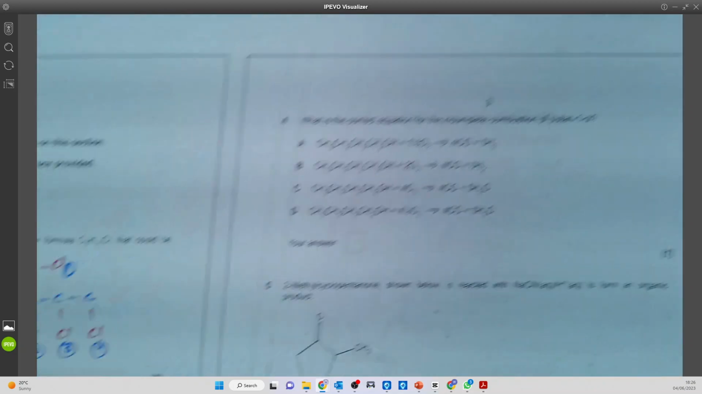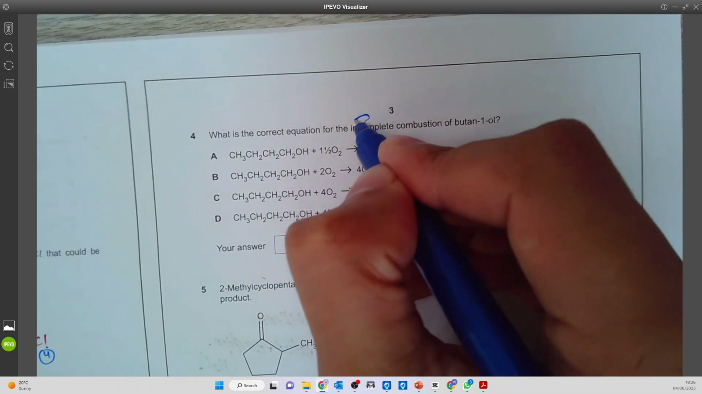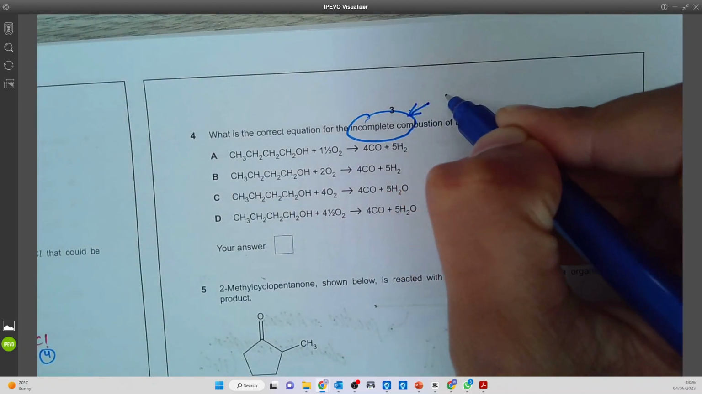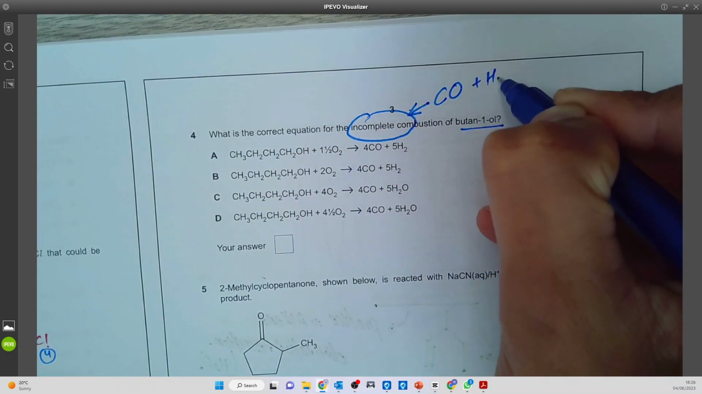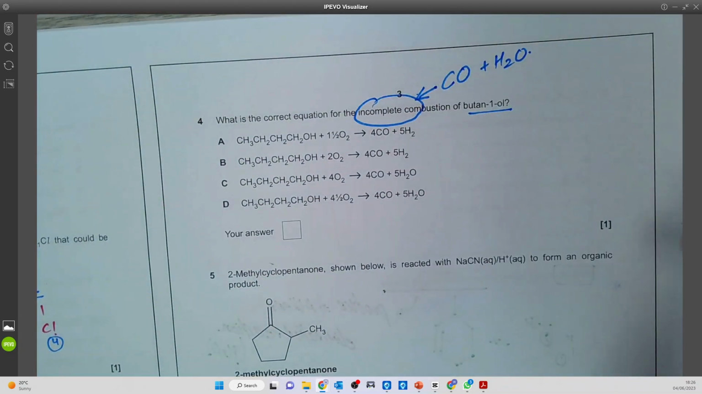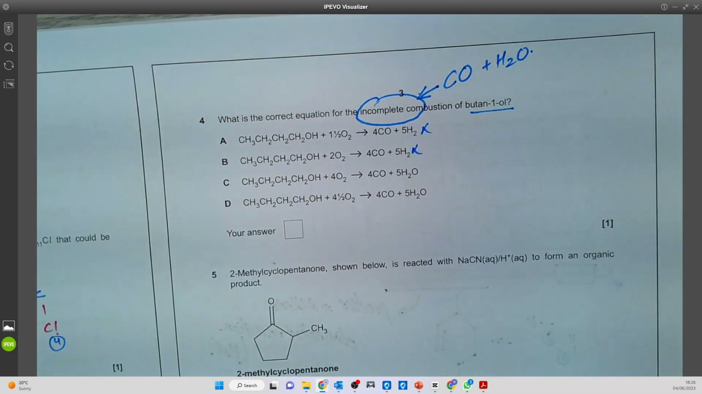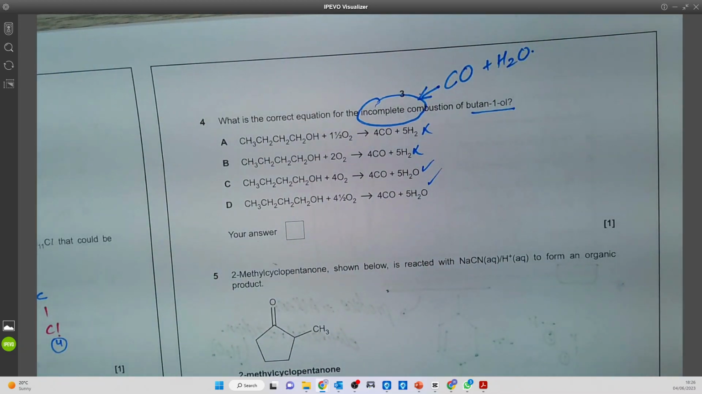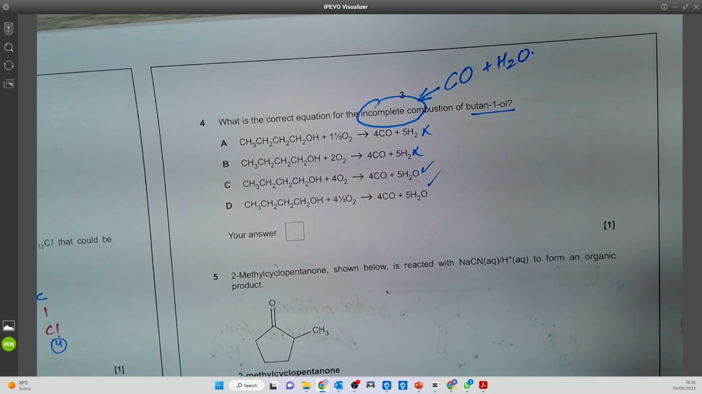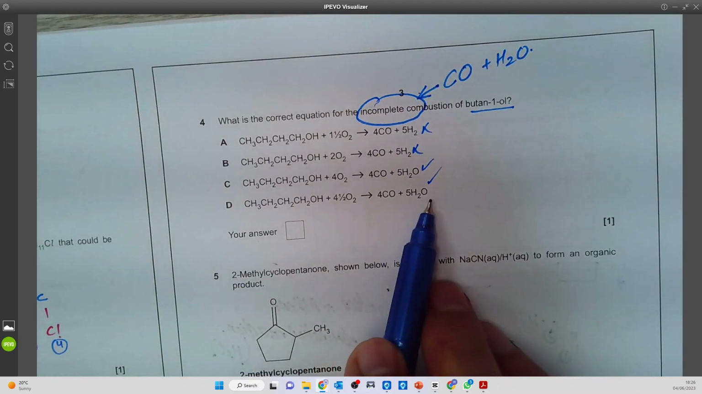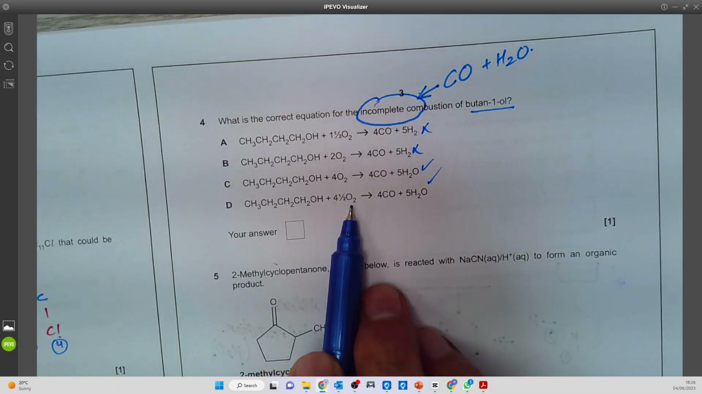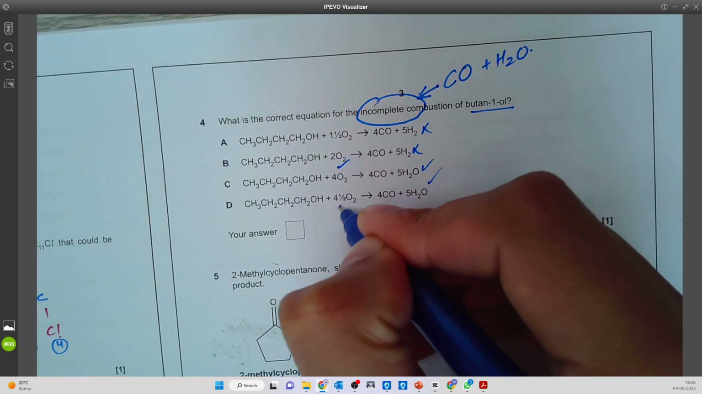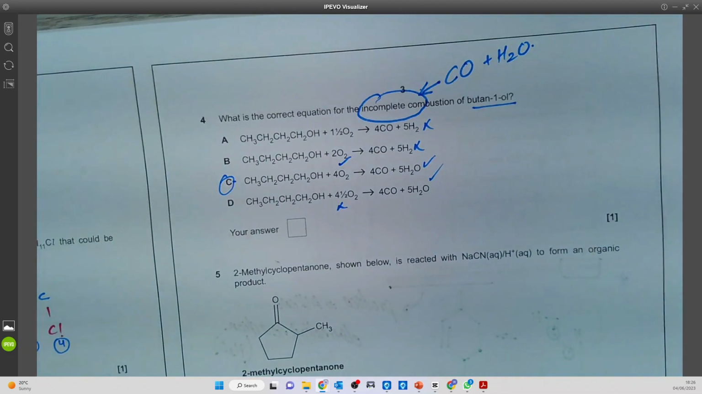Next question. This question is about incomplete combustion of butan-1-ol. So incomplete combustion means it should produce CO plus H2O. Now, if I look at it, this is not possible, this is not possible. So there are only two options possible, this and this, they're both fine. But I now need to work out, are my oxygens balanced? If you look, there are 4 plus 5, 9 oxygens here. You've got 9 and 1, 10 oxygens here. So this is not the right one. This is correct, this is wrong. So the answer is C.